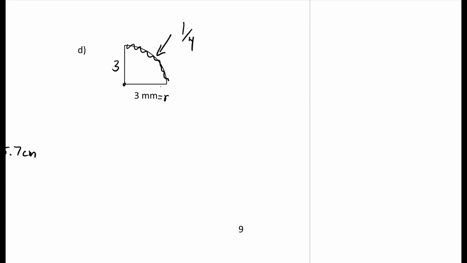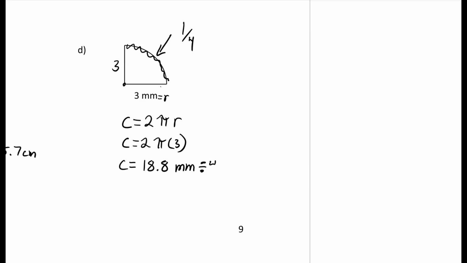So the first thing that we need to do is circumference equals 2 pi r. Circumference equals 2 times pi times our radius, which is 3. So our circumference ends up equaling 18.8 millimeters. To again find just the portion that we need, we divide this by 4. So our circumference that we're really working with is 4.7 millimeters.